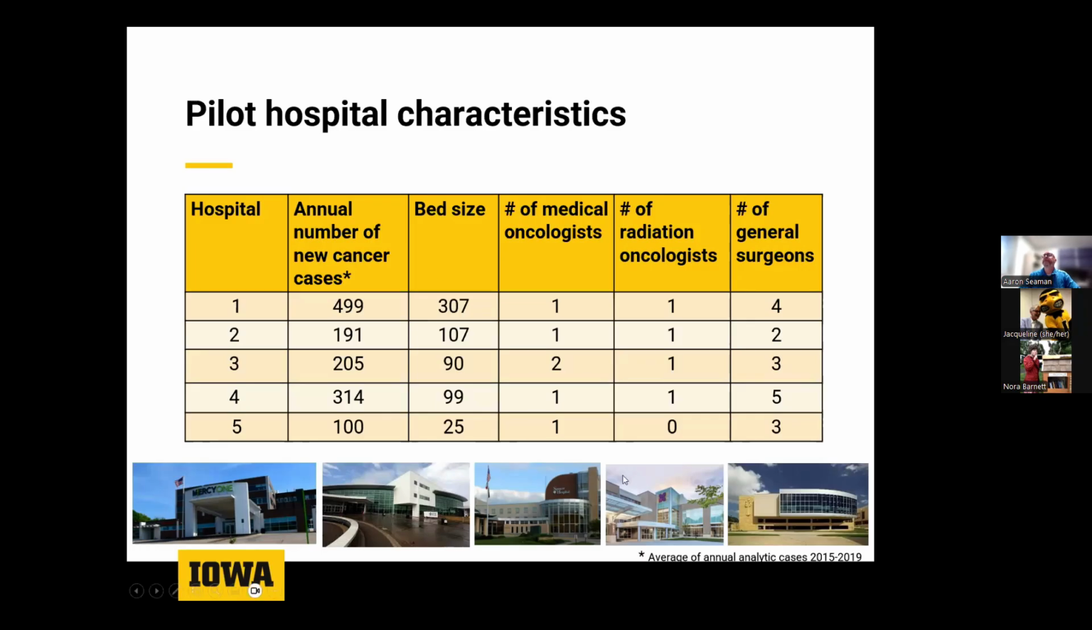And I should note, in terms of cases, we restricted eligibility initially to hospitals that had a case volume higher than 100 analytic cases annually, to be able to get the volume necessary to think about improving those cancer services and having a volume of cancer services within the hospital and the cancer program itself.